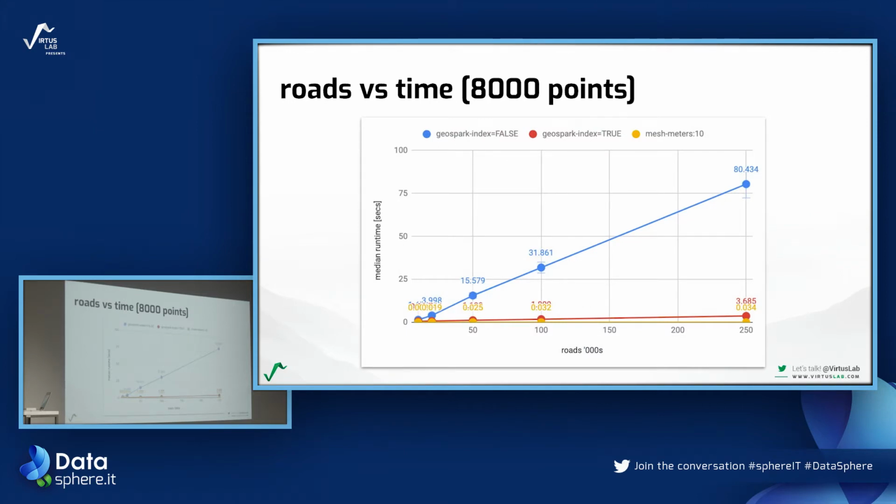Now, here are the results. Here you have the count of the roads that was used. Obviously 250,000 is the whole region, but I also did it for some smaller subsets, just to see how it is. Each point here is one run, right?